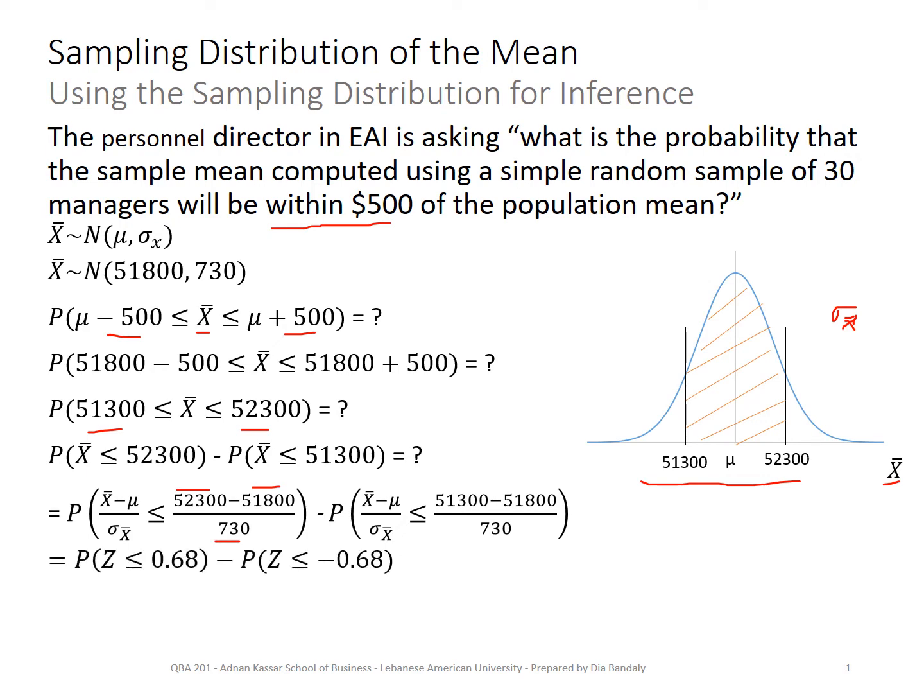So now we can transform that into probability of Z. This whole thing here is Z. We are standardizing that. So P of Z less than or equal to 0.68 minus P of Z less than or equal to minus 0.68. Now you go to the Z table and read these probabilities, and you get a value of almost 50%. Not bad at all, right? So when you collect a sample of 30 from 2,500 salaries, you are 50% sure that the mean you get from these 30 would be within 500 from the population mean.